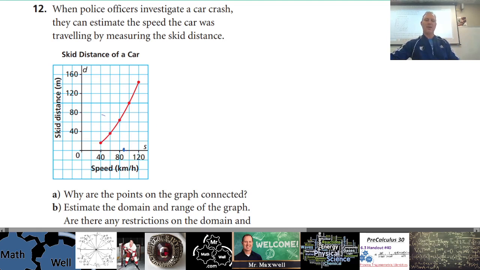Like 40 kilometers an hour, that's barely a school zone, a little over a school zone, and that's going to be a 20 meter skid mark. Okay, 19 meter skid mark, whatever. All right, so that's not the point.